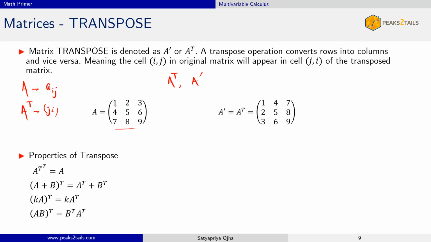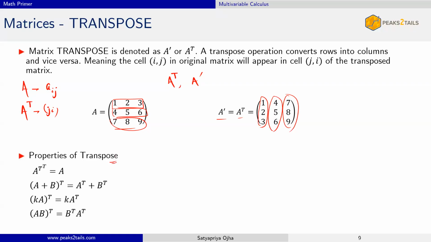Now let's do a quick example. So this is my original matrix. If you take transpose, I do it like this. Take this 1, 2, 3, write it as the first column. Take the second row, write it as the second column, 4, 5, 6. And take the third row, write it as the third column. And that's it. Simple stuff.